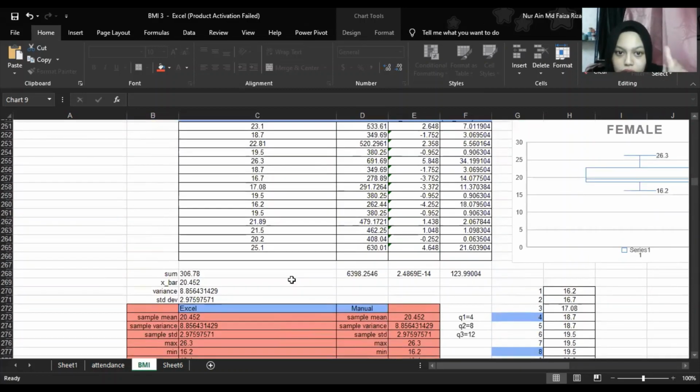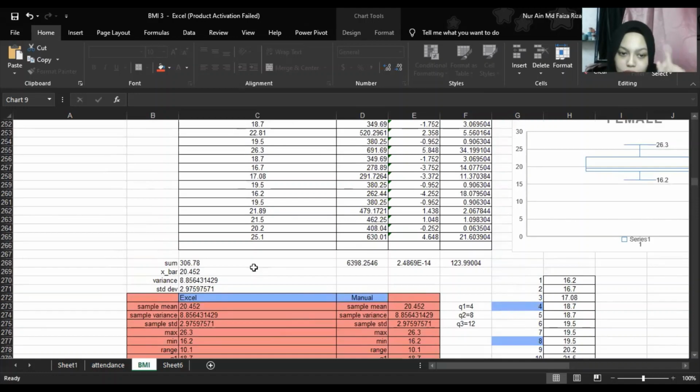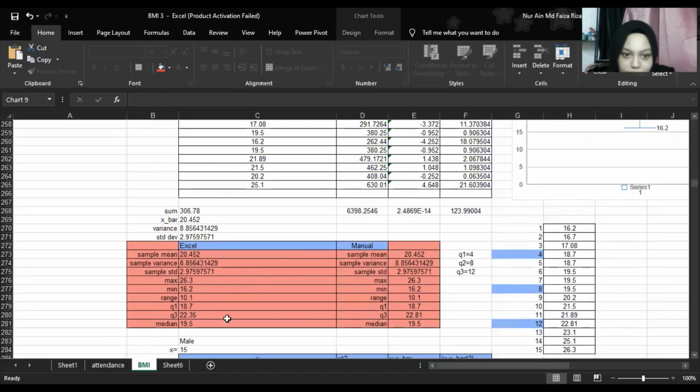Okay, so first off, let's go to female. Just like what I did before, I do both calculations by Excel and by manual calculation. As you can see, the values or the answers I got for both calculations are the same. As for sample mean, I got 20.452, and this one is also 20.452. Sample variance is 8.85. Same goes here, and the list goes on.